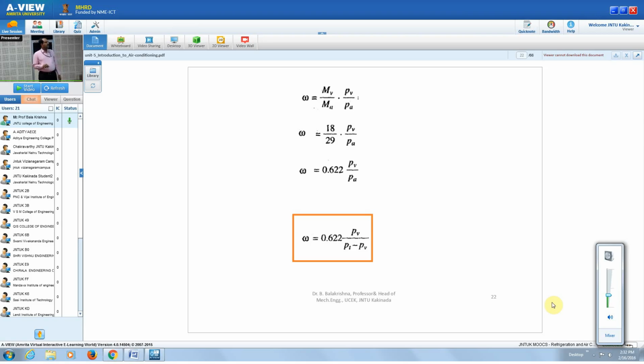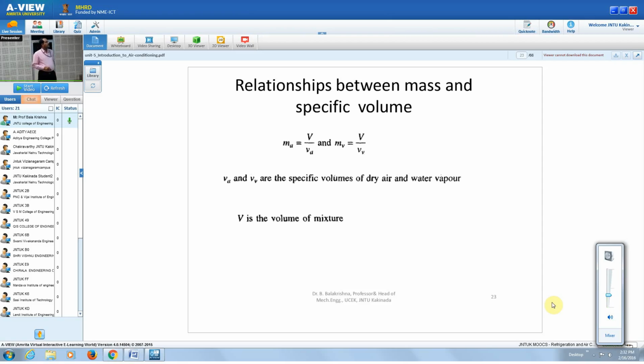Okay, so this is the way to calculate the specific humidity. Then next, the relation between the mass and specific volume: ma is equal to V by va and mv is equal to V by vv. Here va and vv are the specific volumes of dry air and water vapor, and V is the volume of the mixture.